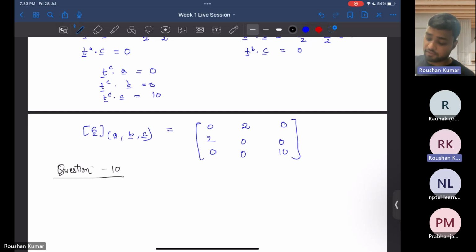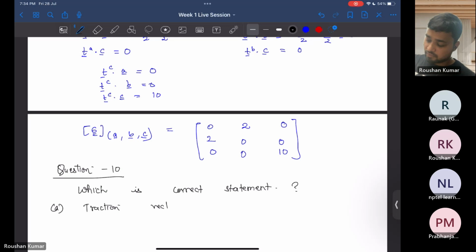So this is basically an optional, multiple choice question. Here the question is, which is the correct statement? This question is based on the above question only. The first option is: traction vector on C plane is along E3 direction.